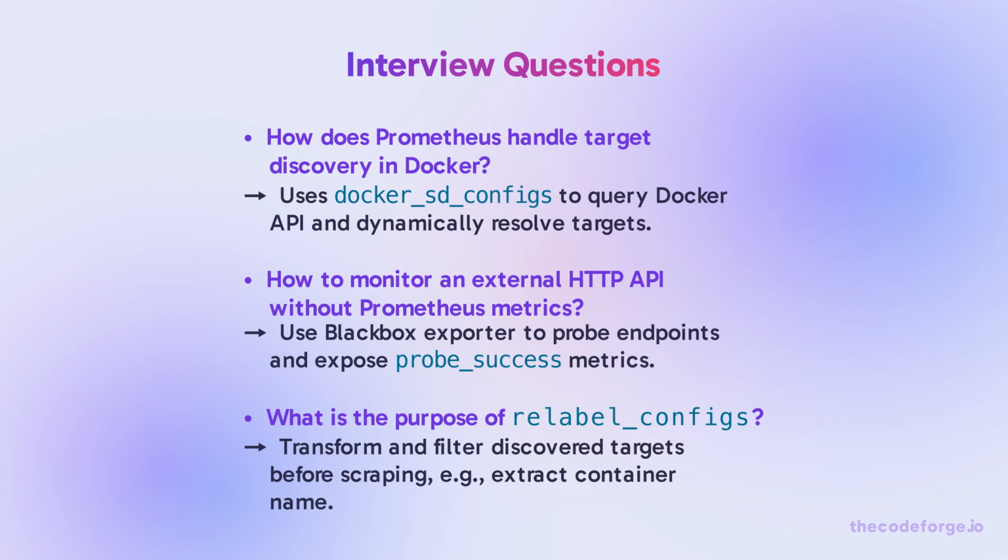Let's run through some common interview questions. How does Prometheus handle target discovery in Docker? It uses Docker SD configs to query the Docker API and dynamically resolve targets. How to monitor an external HTTP API without Prometheus metrics? Use Blackbox Exporter to probe endpoints and expose probe success metrics. What is the purpose of relabel configs? Transform and filter discovered targets before scraping, e.g., extract container name.